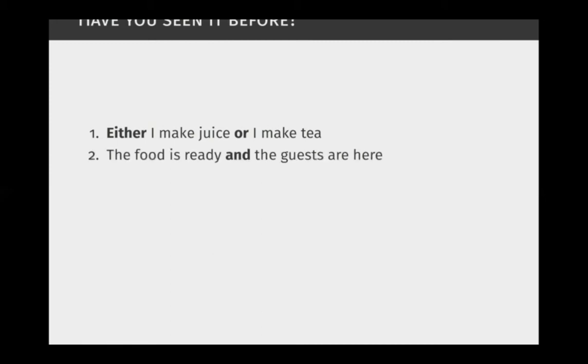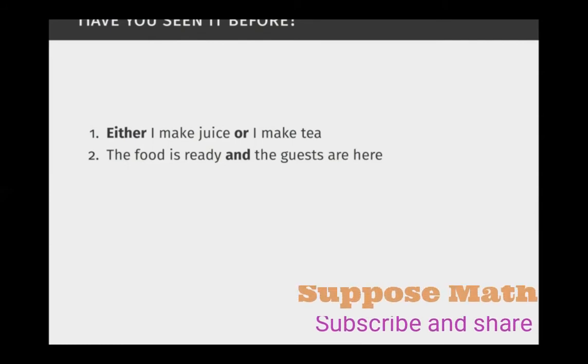And in fact, there are more statements. You want to evaluate the truth value of each statement. For example, the second statement is true when the food is really ready and the guests are already there. Then you can say that this statement is true. And if, for example, the food is not ready or the guests are not here, then irrespective of the other part of the statement, this statement is going to be false.